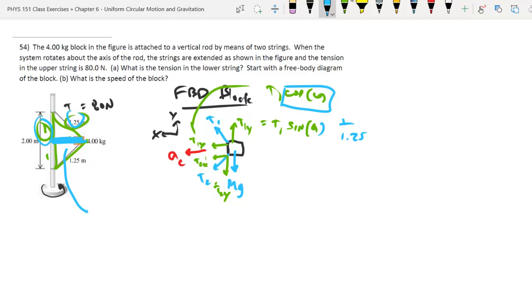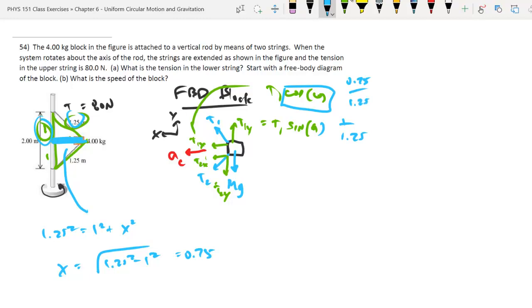So this side here would be, I have 1.25 squared is equal to 1 squared plus, call this x squared, right? So x is equal to the square root of 1.25 squared minus 1 squared, right? And this comes out to 0.75. Okay? So cosine theta is actually 0.75 adjacent divided by hypotenuse 1.25.